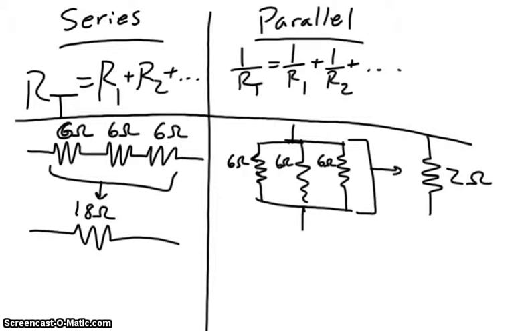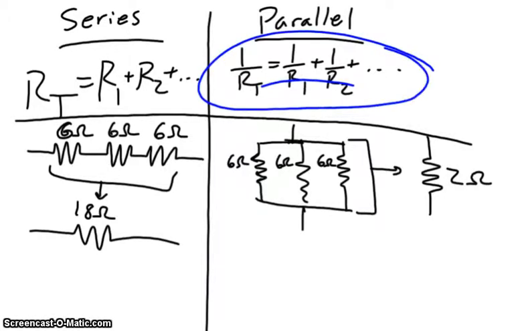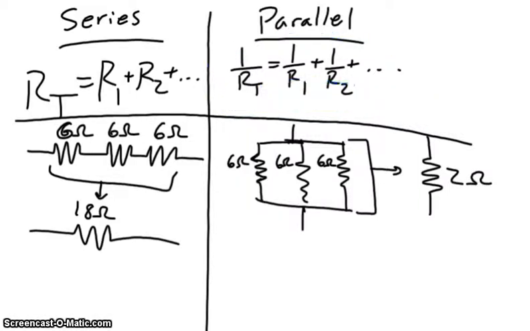Now if we look over at parallel, it is the inverse rule, so you can see it's 1 over the total is equal to 1 over the first resistor plus 1 over the second resistor, and so on. So you have to be very careful when you're putting this into your calculator. Put it in as the fraction, 1 over whatever it is, add them all together first, then flip it again because it's 1 over that total. Be very careful. There's a lot of flipping that you have to remember to do in here.